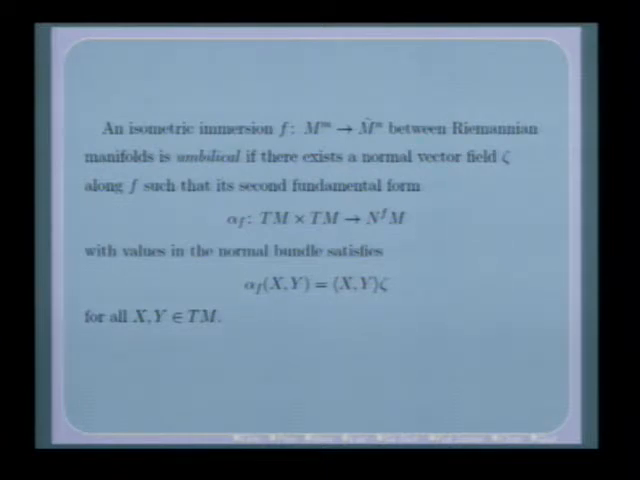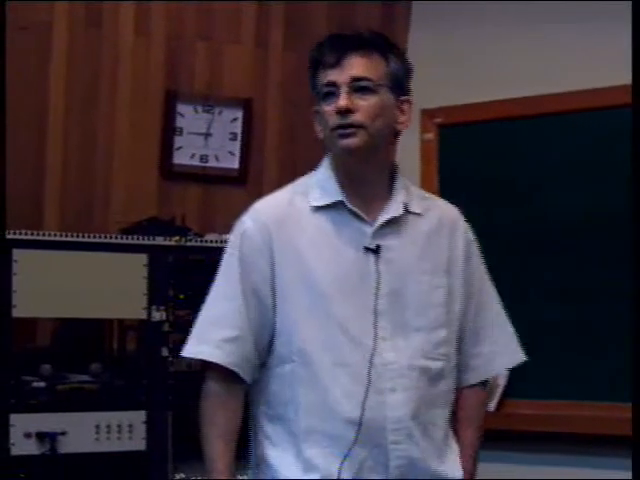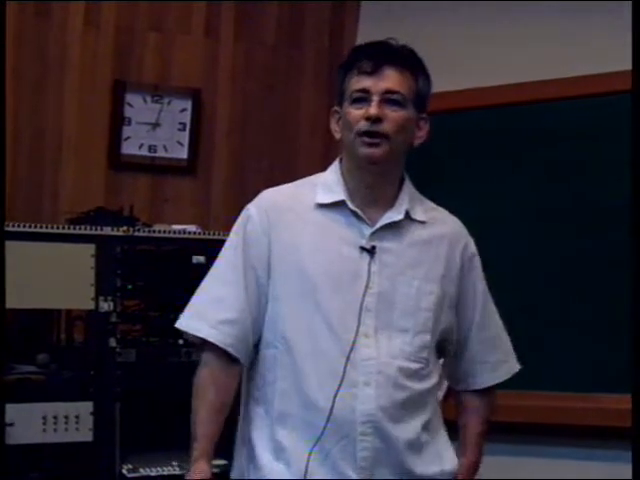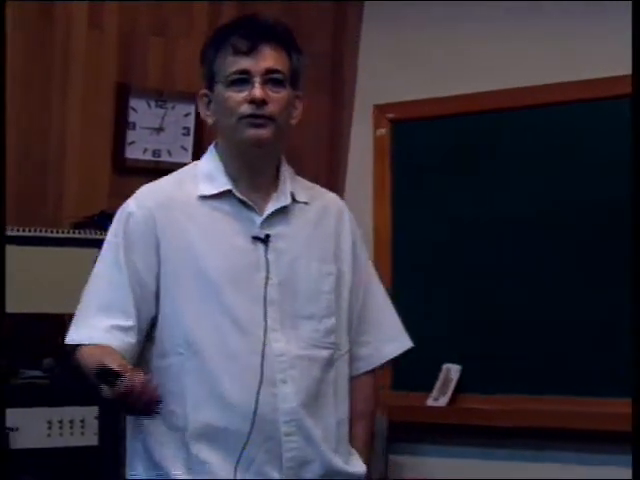Well, you all know what an umbilical submanifold is. This slide is just an excuse to introduce some notation. So, an isometric immersion is umbilical if the second fundamental form has this simple structure here. Roughly speaking, a submanifold is umbilical if it's equally curved in all tangent directions. Umbilical submanifolds are the simplest possible submanifolds besides totally geodesic ones, at least as far as the structure of the second fundamental form is concerned.